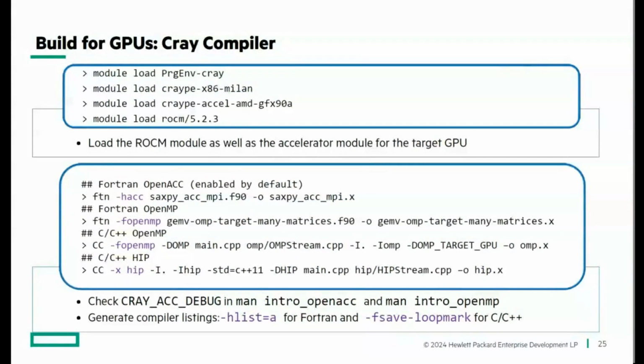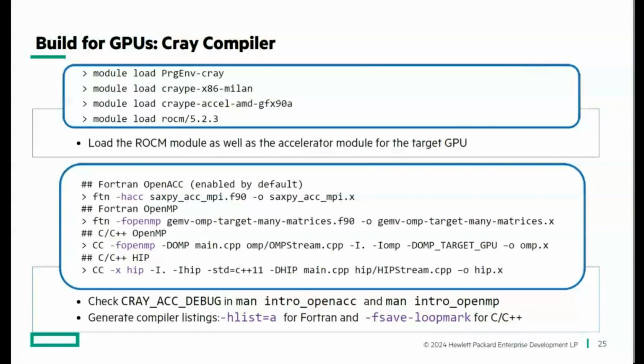So if you want to build an application, this slide is giving some examples I want to build, and these happen to be the examples that we use. If we do training with examples, these will match some of the examples for practical sessions. So I've loaded the relevant modules at the top: the Cray environment, the x86 Milan option, the accelerator option module, and the ROCm one. And then the first example here is to build a Fortran application that wants to use OpenACC. So the option there is -hacc, which happens to be the default, so you don't actually need that.